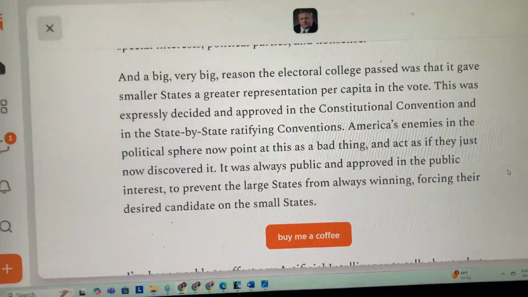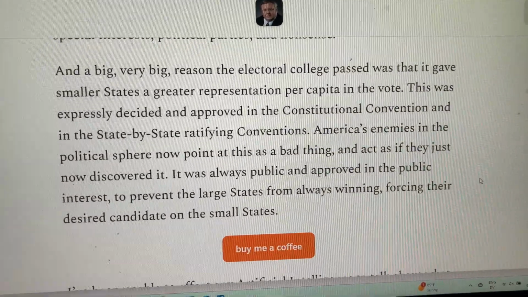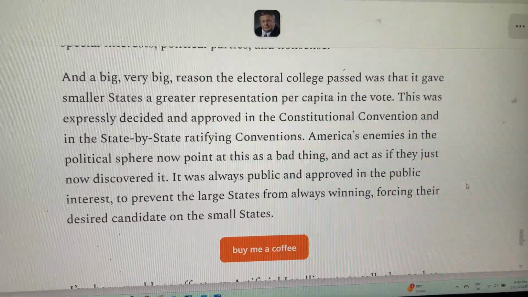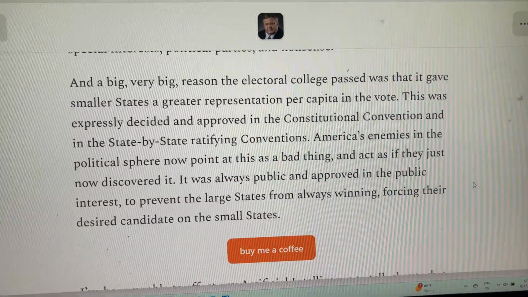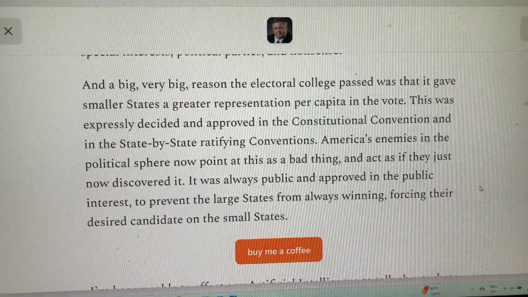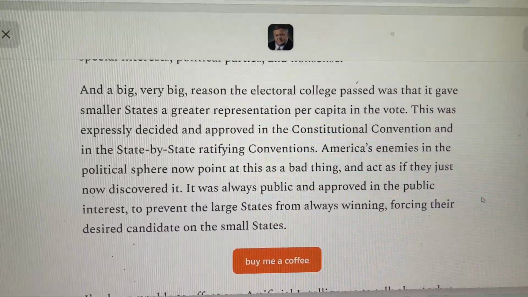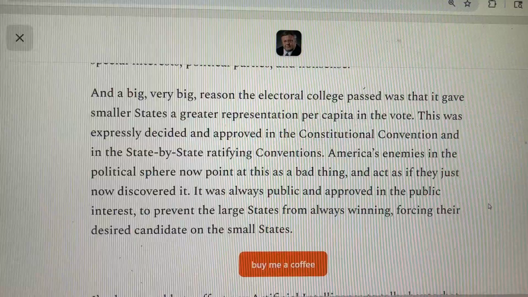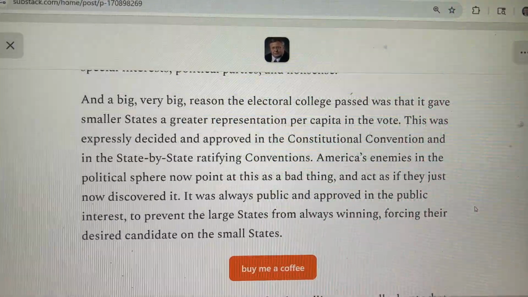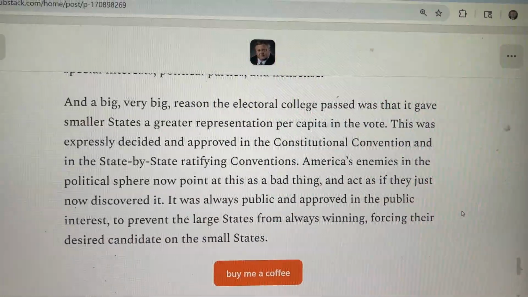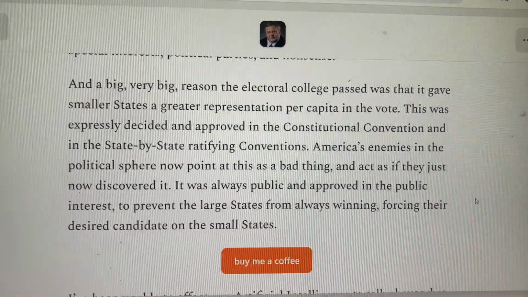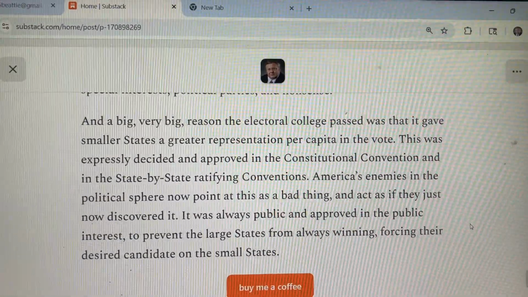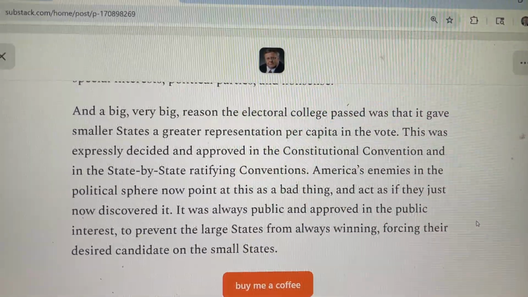Now, one very big reason the Electoral College passed was that it gave smaller states greater representation per capita in the vote for president. This was expressly discussed, decided, and approved in the Constitutional Convention and in the state-by-state ratifying conventions. I don't know if they're dupes, fools, or just enemies of America, but people today point this out as if it was a bad thing and act as if they just now discovered it through math. This was fully discussed in the convention and in the state-by-state ratifying conventions.